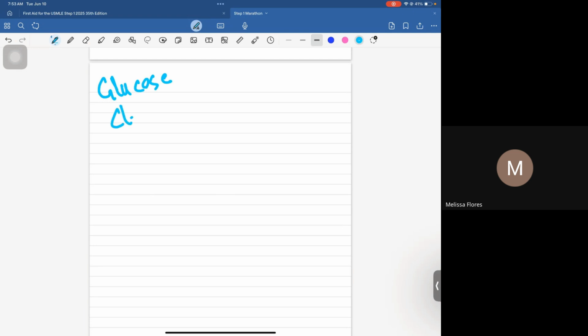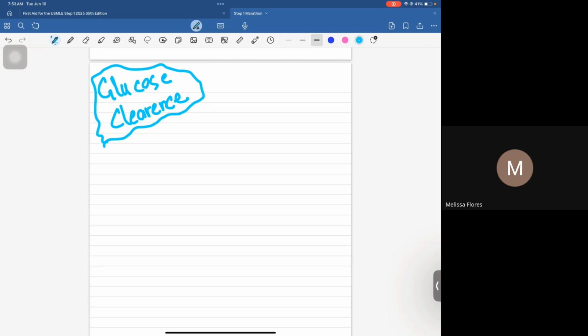Glucose clearance basically means how the glucose is going to get cleared from the body with the help of the kidneys. This is important because whenever we have diabetes, there will be problems regarding glucose intolerance. Then we have to understand the concept of splay, filtration, excretion, and reabsorption.